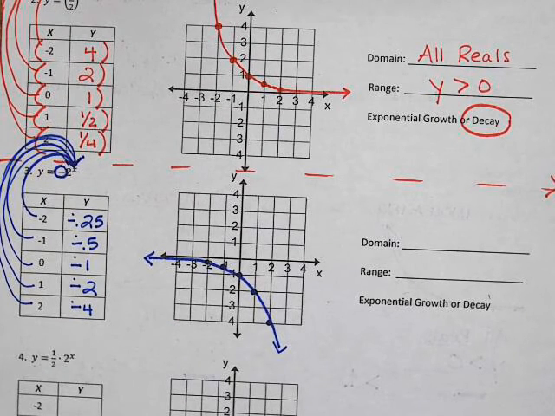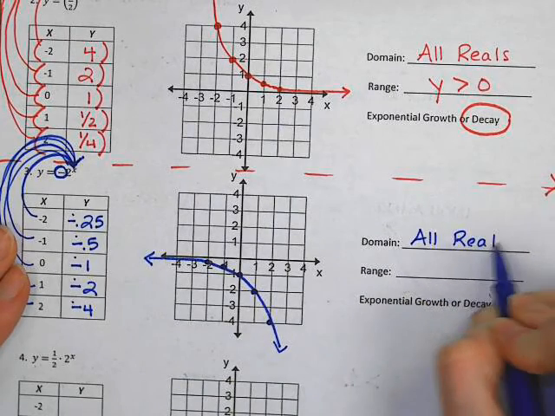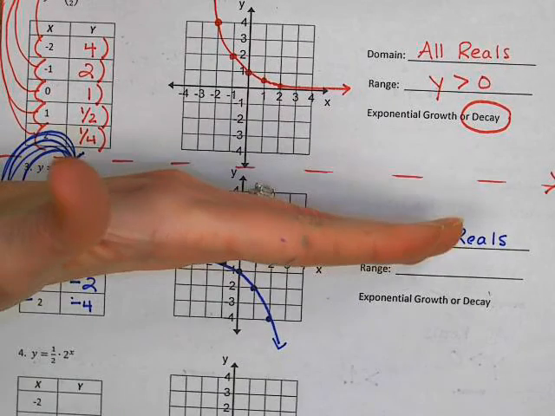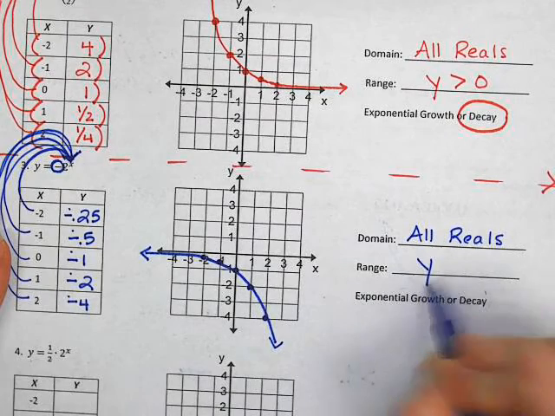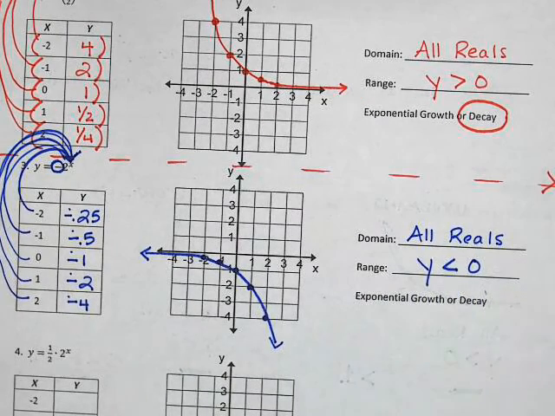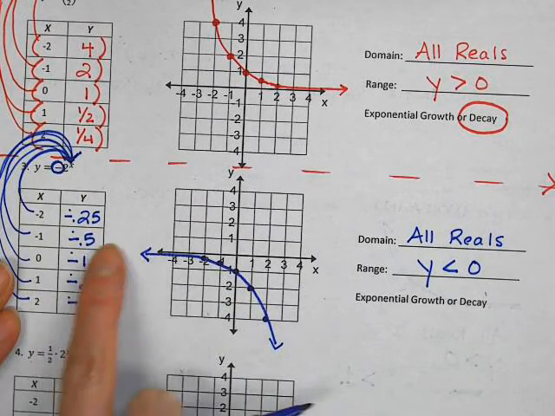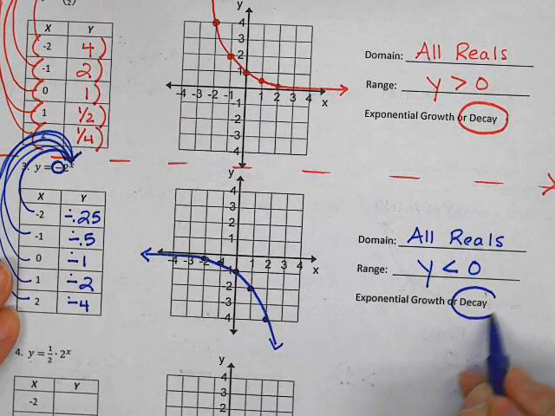Okay, so for all of these exponential graphs, domain is always all reals. But this one has a different range. So what's the range? Well, this graph is entirely below 0. So your range is y is less than 0. And then because of that negative sign, and because the graph is going down, we call this a decay.